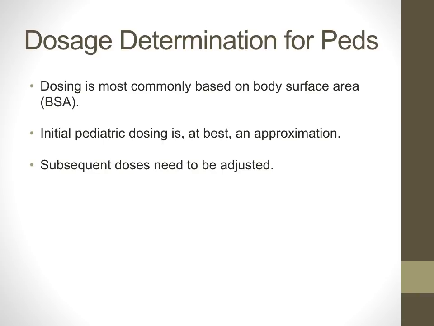Your pediatric patient's dosage is often determined based on body surface area, your BSA. And a lot of facilities will actually have charts to help you with those calculations. The initial pediatric dosing is usually an approximation because every individual is different with pediatrics because of their increased sensitivity. Unfortunately, it's let's give an approximation for this child, see how this dosage works, and then we can adjust it accordingly.